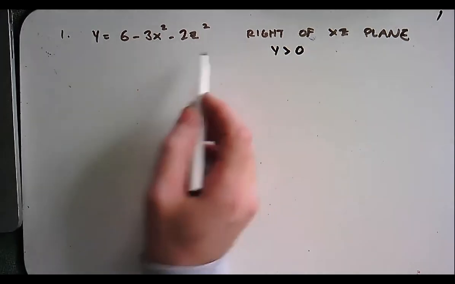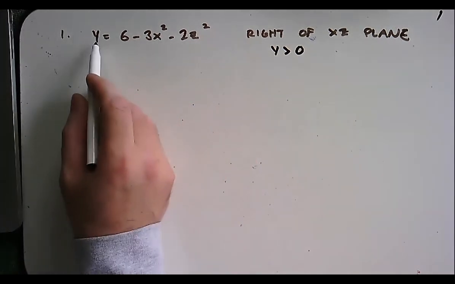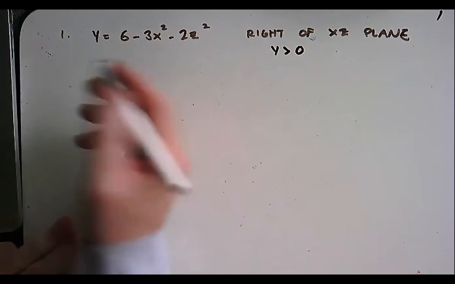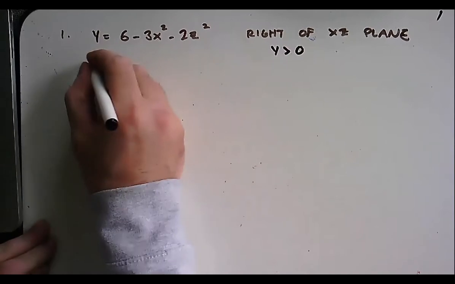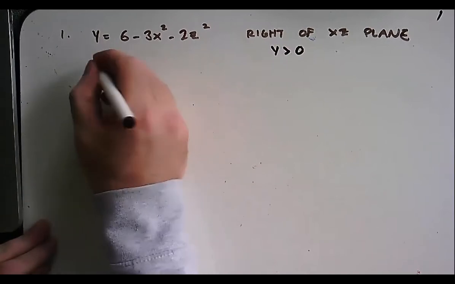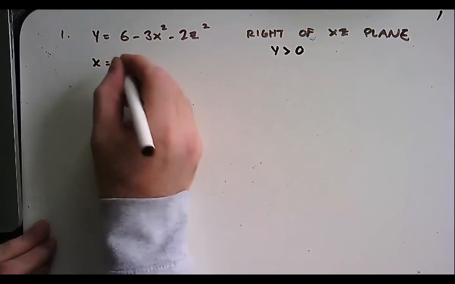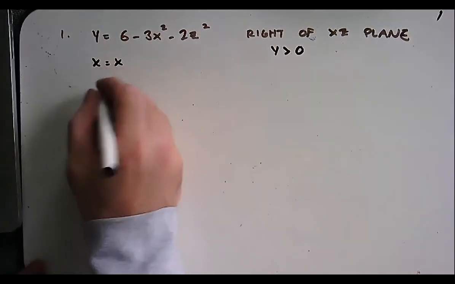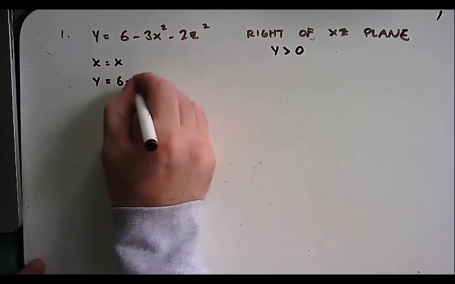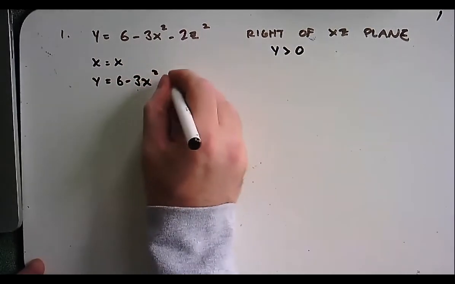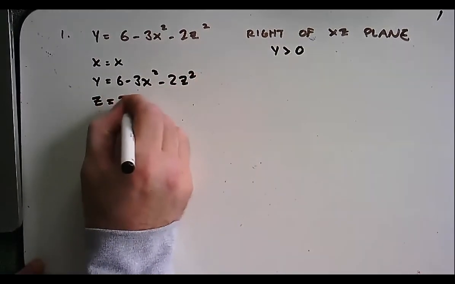We have x, y, and z. And the first thing we're going to do, because it's already written in the form y equals, is write representations for x, y, and z strictly in terms of these variables x and z. And the easiest ones are going to be x and z. They'll just be themselves. So our new x value will be x. Y will equal 6 minus 3x squared minus 2z squared. And z will equal itself.